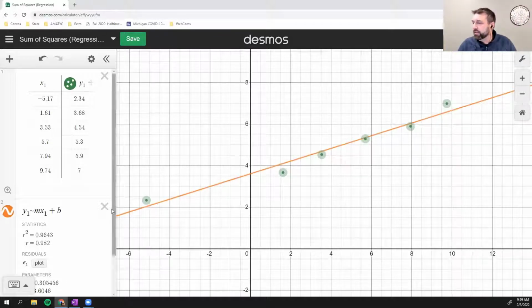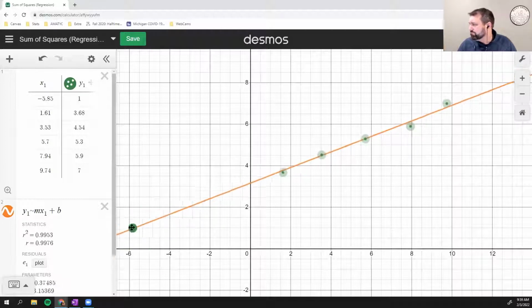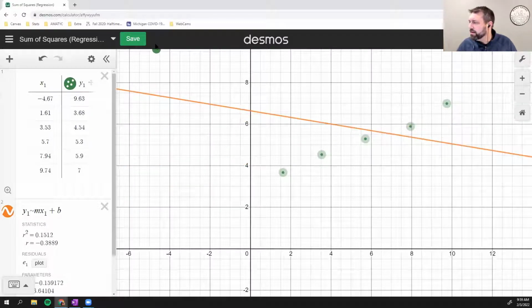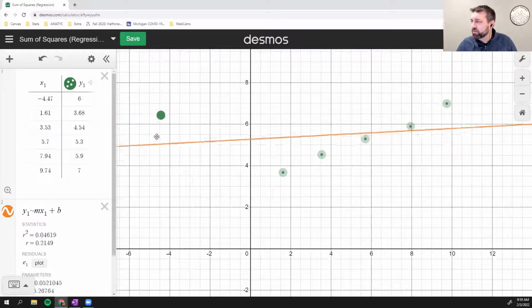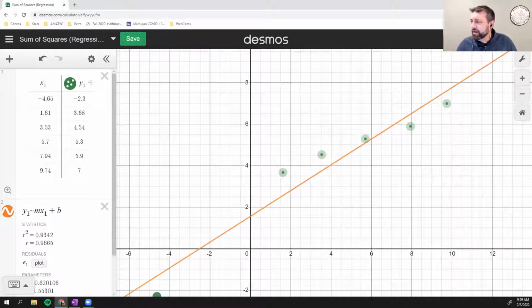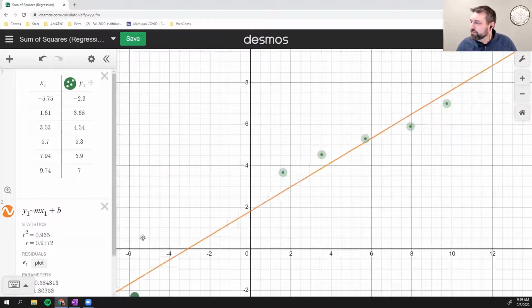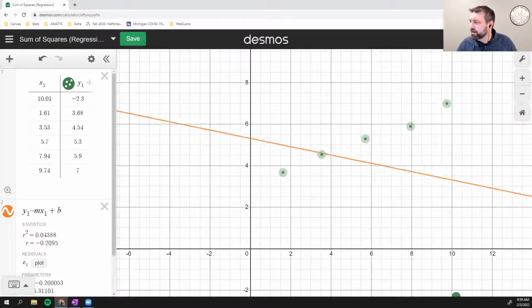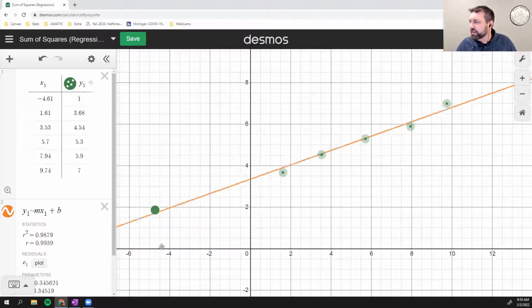So I could create a line that goes through. Is that the best line? Is that the line that fits the data the best? What about that line? Does that fit the data really well? Or this line? Or this line? Or this line? How do I find which line is the best fit? Because I can wiggle this line all over the place, right? How do I find the line of best fit?